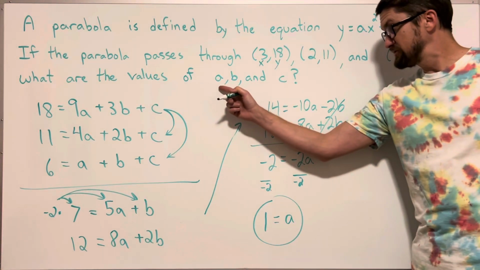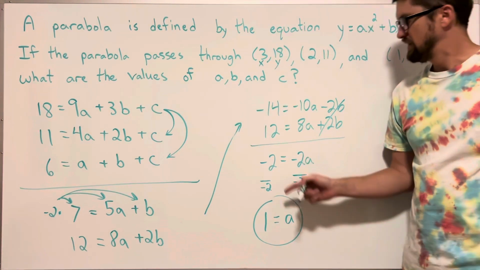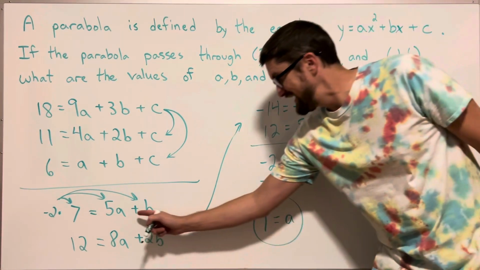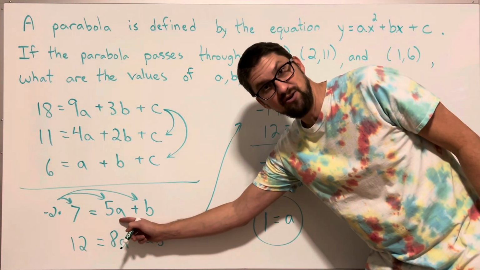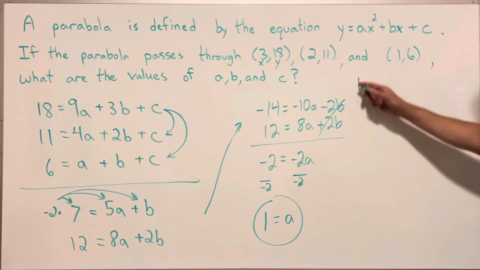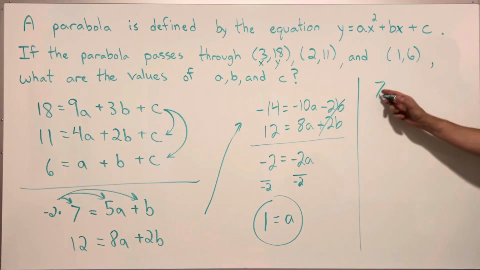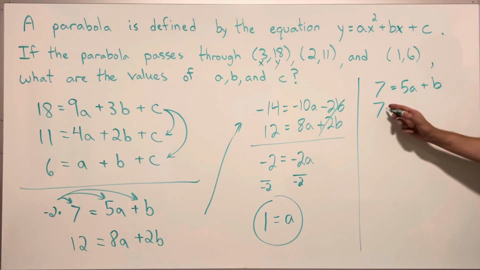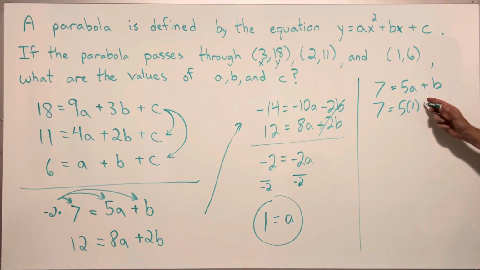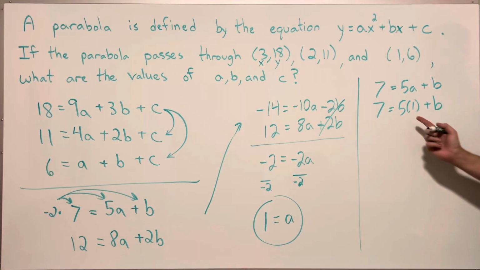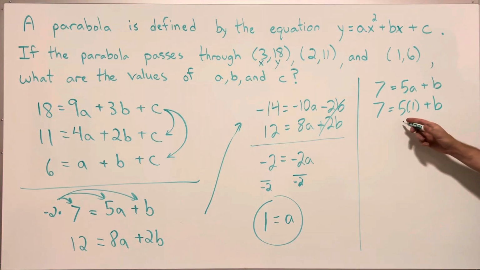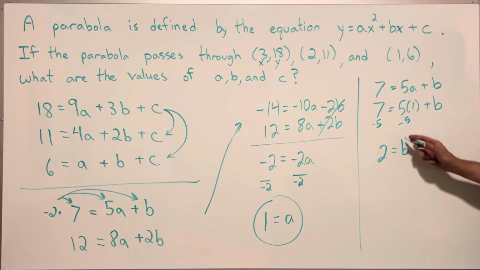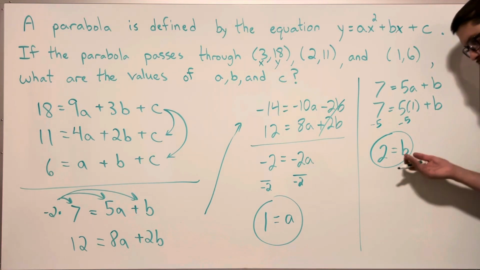Remember, we're trying to find the values of a, b, and c. I found the a. Now I can find b by taking the 1 and substituting it into this equation. So I'm going to take the 7 equals 5a plus b equation, plug in 1 for a. 5 times 1 is just 5, so I'm just going to subtract 5 on both sides, and I get a b value of 2. Now I have my a and b.